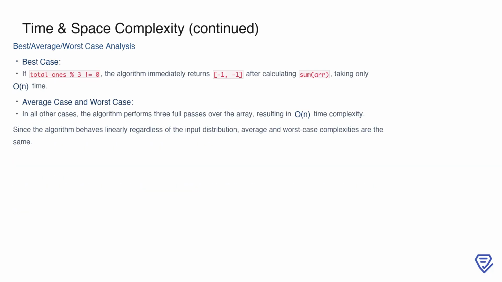Analyzing the best, average, and worst cases, we observe that in the best case scenario, when the total number of ones is not divisible by 3, the algorithm terminates immediately after calculating the sum, resulting in O(n) time. For the average and worst cases, the algorithm performs all 3 steps, counting ones, locating the indices, and pattern matching, each taking O(n) time. This means that regardless of the input distribution, the algorithm consistently exhibits linear behavior. As a result, the average and worst case time complexities are also O(n), making the performance predictable.